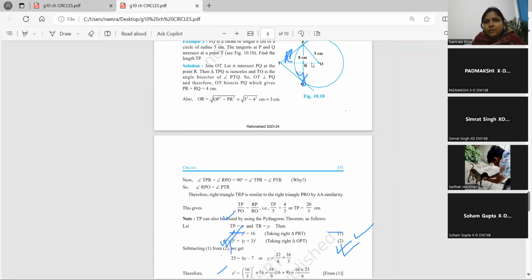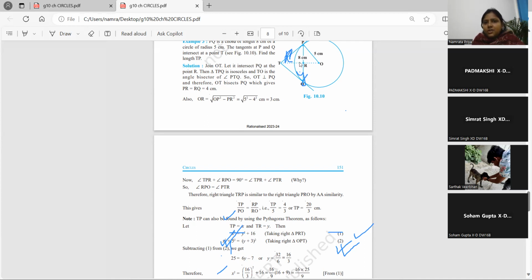Anybody having any problem? Please raise hand. In taking this ratio, x square is equal to y square plus 16. It's just the simple Pythagoras theorem: these sides are x square and y square. So x square will be equal to y square plus 4 square, that is 16.